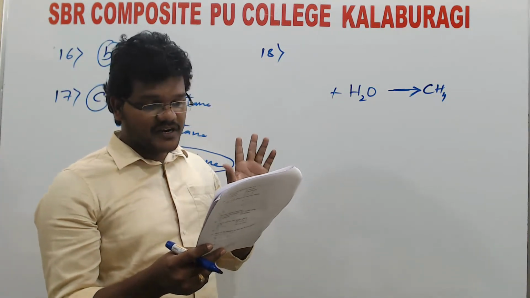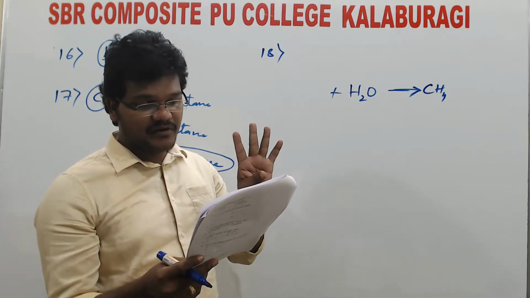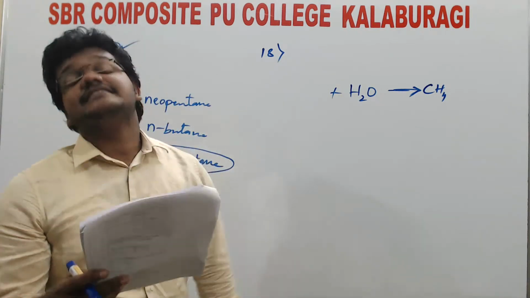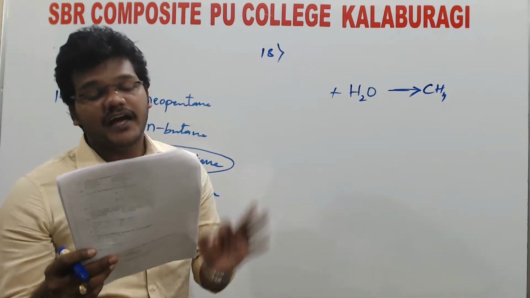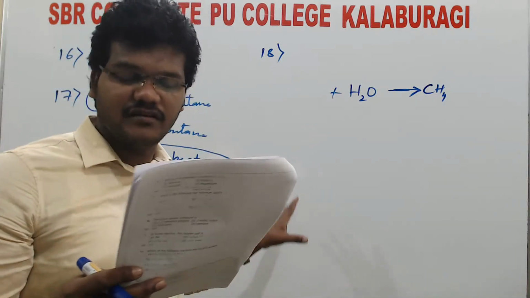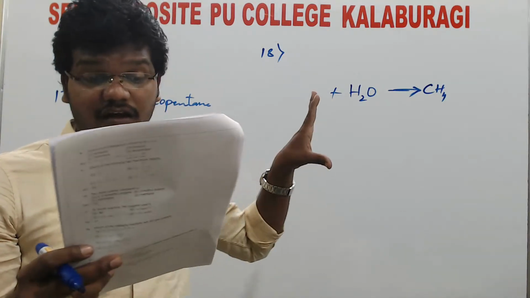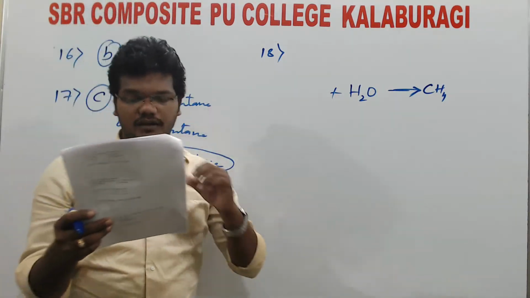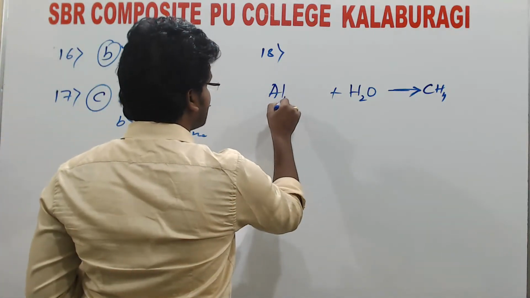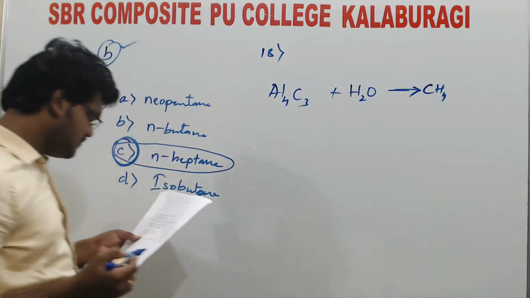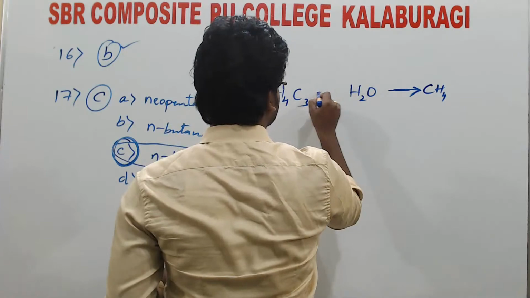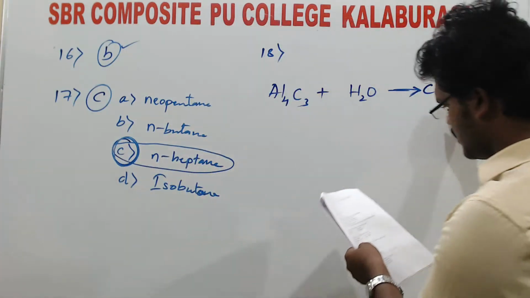First one is silicon carbide. Second one is calcium carbide. Third one is aluminum carbide. Fourth one is iron carbide. Among these, aluminum carbide when treated with water is going to give you methane. That is my Al4C3. Aluminum carbide formula is Al4C3. When it is treated with water, what am I going to get?